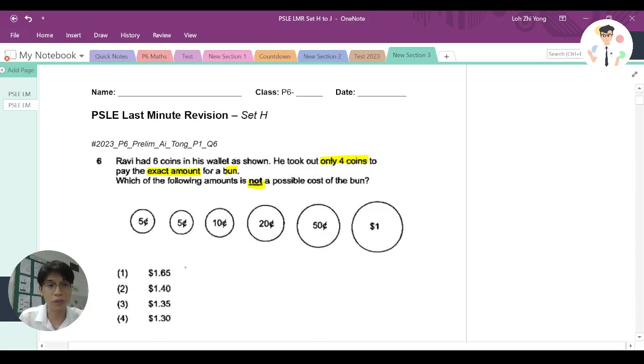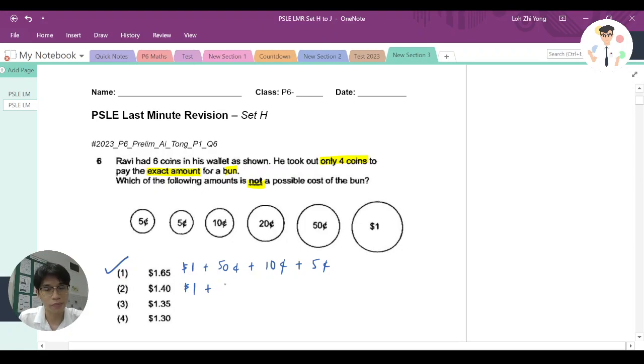$1.65. So probably we need a $1 coin, a 50-cent coin, a 10-cent coin, and maybe a 5-cent coin. So 1, 2, 3, 4. 4 coins, and we can pay the exact amount. So this is possible. The second one, $1.40.